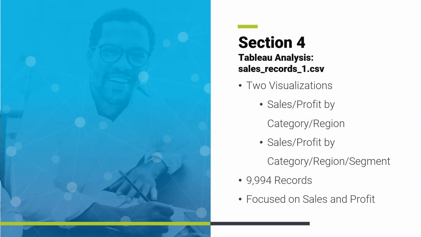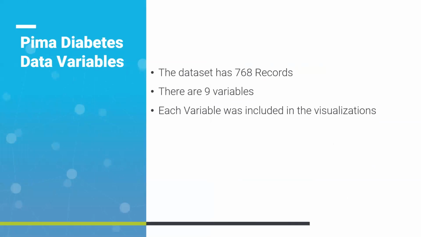In the fourth section, we will be analyzing the Pima Diabetes CSV file utilizing Python and Jupyter Notebook, specifically the Pandas library. Four different types of visualizations were created. Each is useful in helping identify trends in early data exploration. Histograms, density plots, box plots, and a scatter matrix were all created. The dataset has 768 total records. There are 9 variables total, with each included in the visualizations.